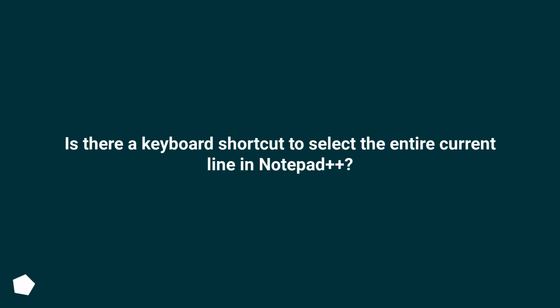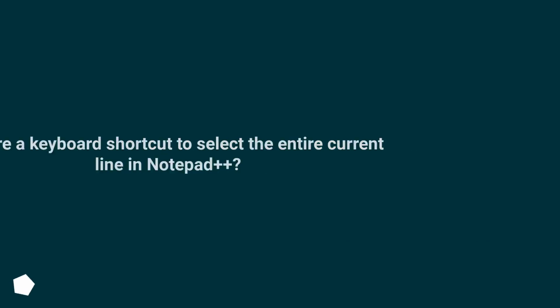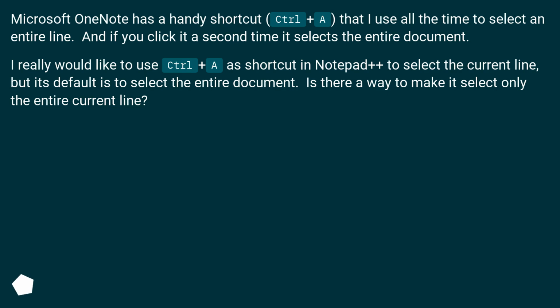Is there a keyboard shortcut to select the entire current line in Notepad++? Microsoft OneNote has a handy shortcut, Ctrl+A, that I use all the time to select an entire line. And if you click it a second time it selects the entire document.